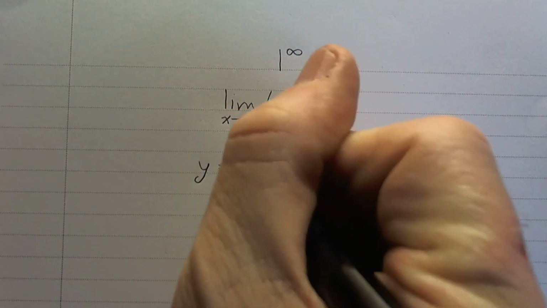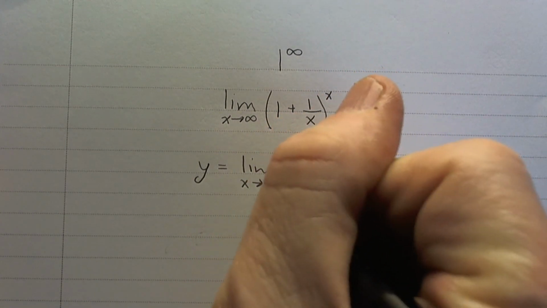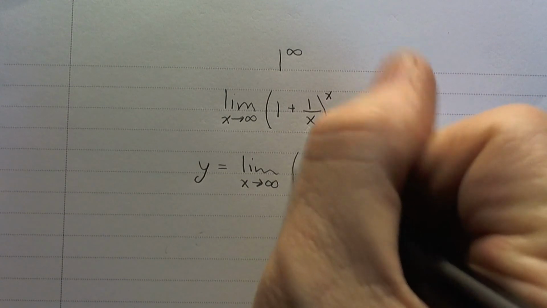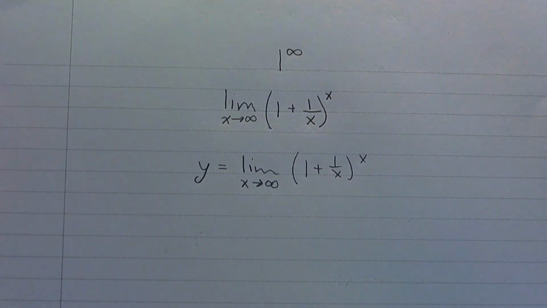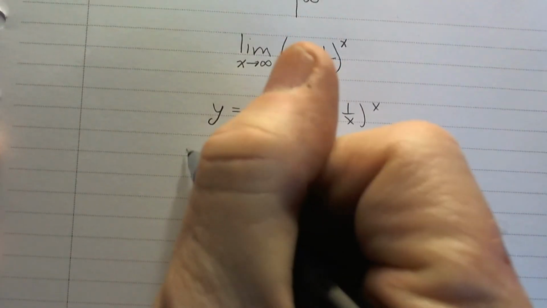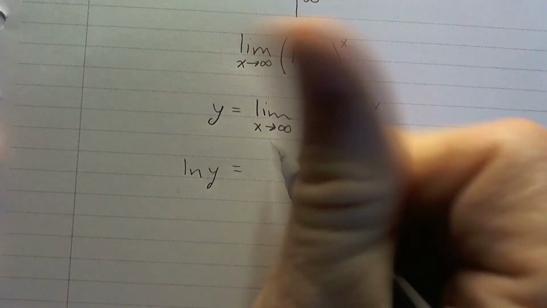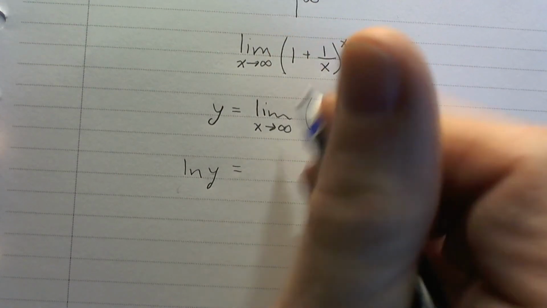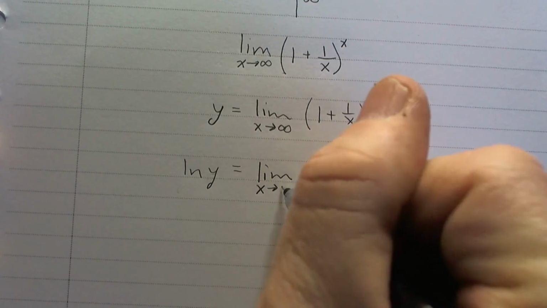Well, just let y equal this entire limit. Just let y equal the limit as x goes to infinity of 1 plus 1 over x to the x. Just let y be that. And the reason we do that is because now we can take the log of both sides. So notice I'm just going to take the log of both sides. Instead of a log of the limit, I'll take a limit of the log. See, just writing it this way.